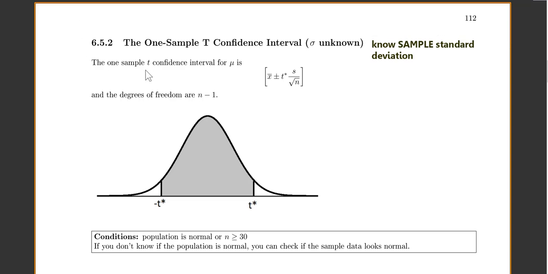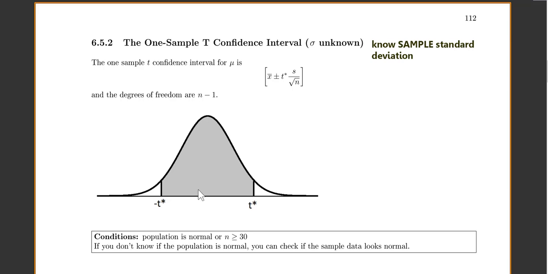So our one sample t confidence interval for mu is going to be x bar plus or minus t star times s over the square root of n. So instead of a z star, we use t star. We have n minus 1 degrees of freedom, and notice we would just find t star so that you have the 95% or whatever your confidence level is area inside our t distribution.